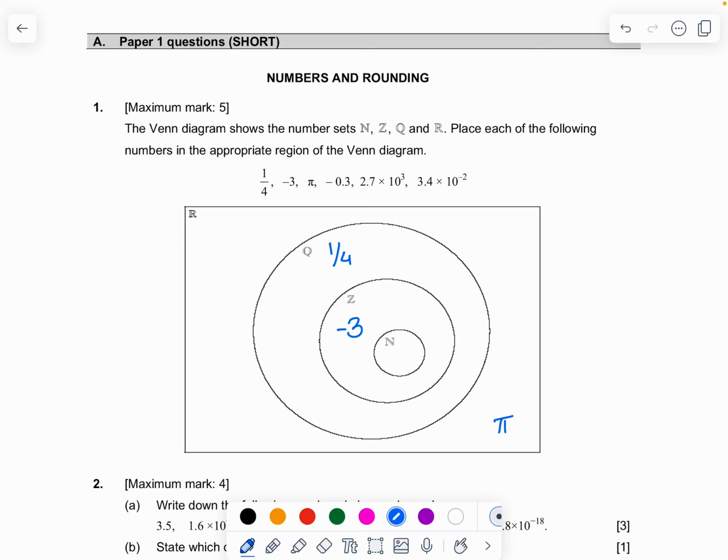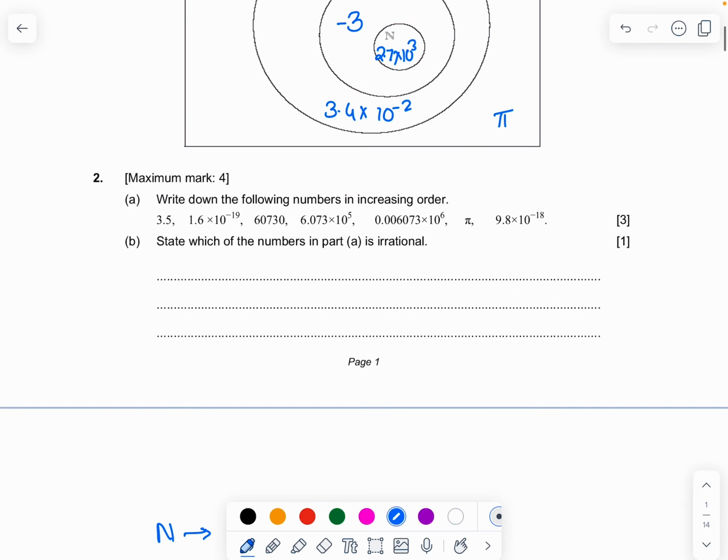Then 2.7 times 10 power 3 is a natural number. So I write it over here. Then 3.4 times 10 power -2 is a, what is this? It's a fraction. So I'll be writing it in the rational numbers. Now, coming to the second question, write down the following numbers in increasing order. So we have to write it from the smallest number to the biggest number.